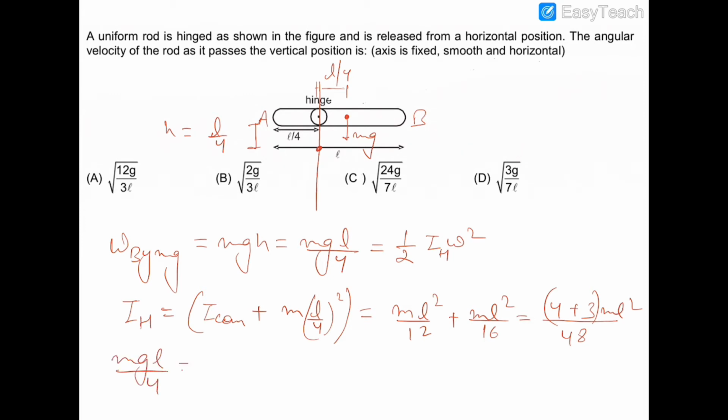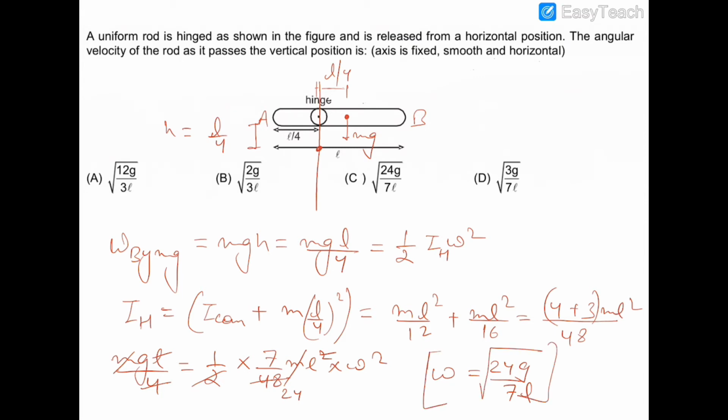mgL by 4 will be equal to half into 7 upon 48 mL² into omega square. Cancelling m with m, L with L, 4 is cancelled by 2, and the remaining 2 cancels with 48 to give 24. So omega square will be equal to 24g by 7L, and therefore omega will be equal to the square root of 24g by 7L. So the correct answer among these options would be option number C.